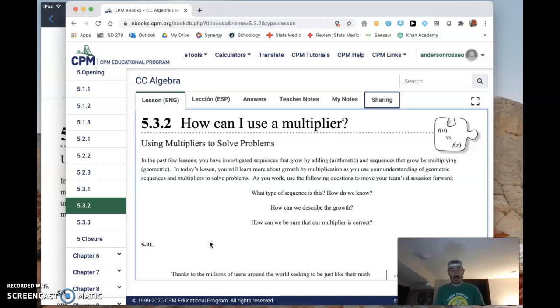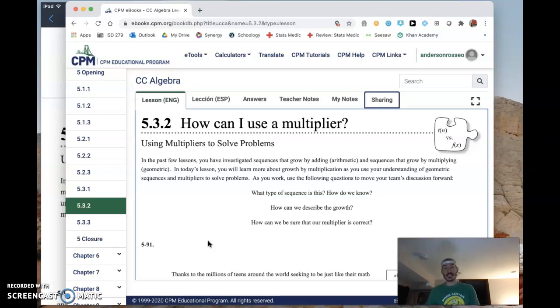We've talked about arithmetic and geometric sequences already. Arithmetic are sequences that grow through adding a constant. Geometric are sequences that grow by multiplying by a constant ratio. But today we're going to focus on that multiplication growth, with a real world application angle, and talk about how we can represent that using a geometric style sequence.